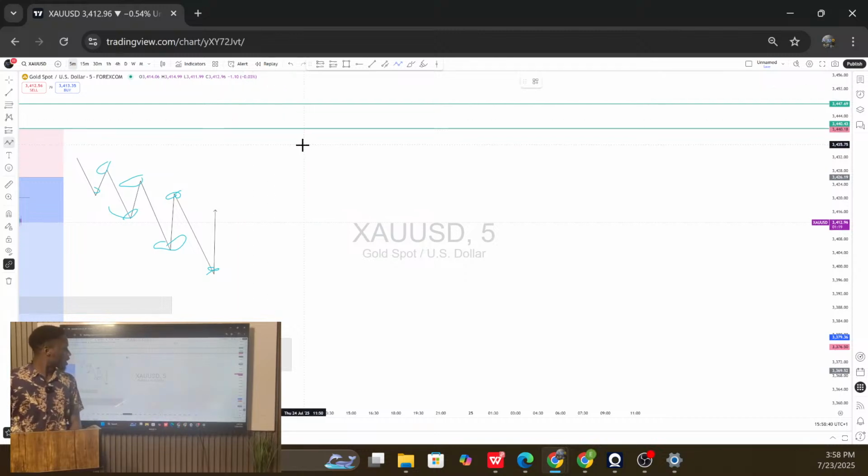So look at this. Let's imagine price is in a downtrend, and we are seeing lows and highs being formed, right? Lows and highs being formed.